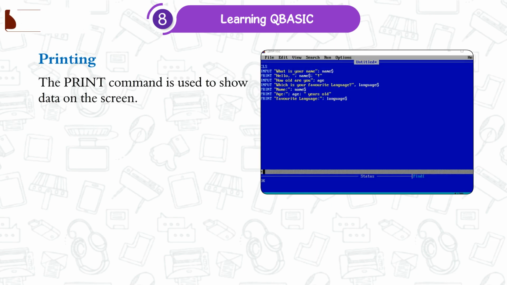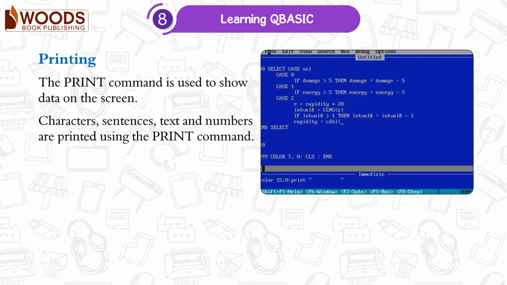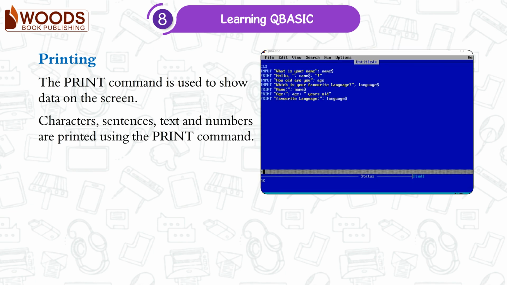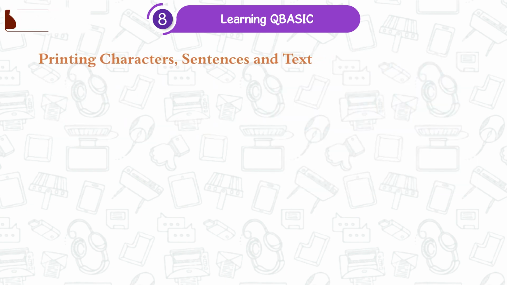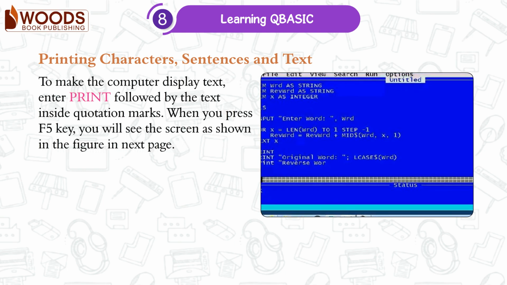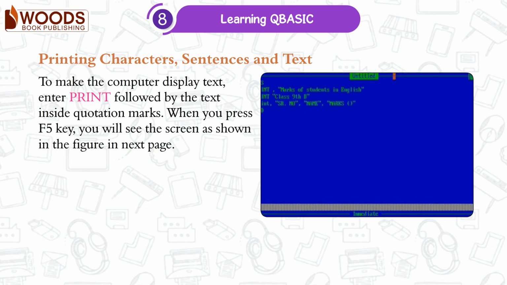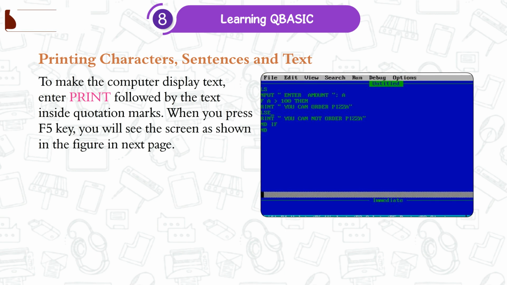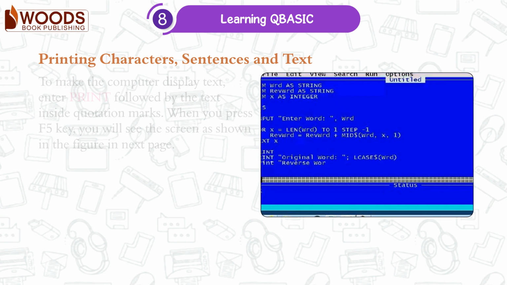Printing. The print command is used to show data on the screen. Characters, sentences, text, and numbers are printed using the print command. Printing characters, sentences, and text. To make the computer display text, enter print followed by the text inside quotation marks. When you press the F5 key, you will see the screen as shown in the figure on the next page.